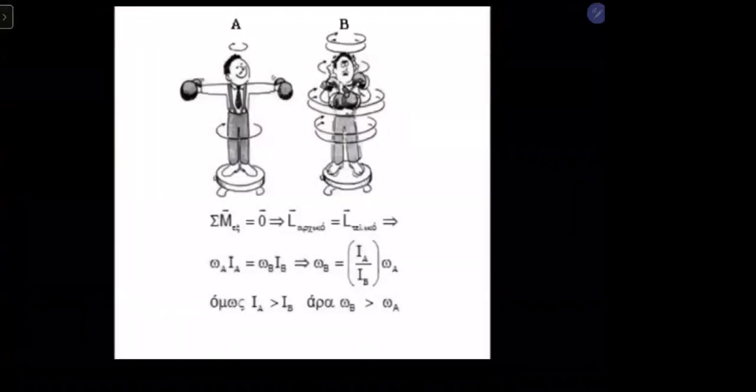This is the problem. So when the dumbbells are away, I into omega, I is more. When you keep the dumbbells close, I is less, omega is more. I_A omega_A is I_B omega_B.